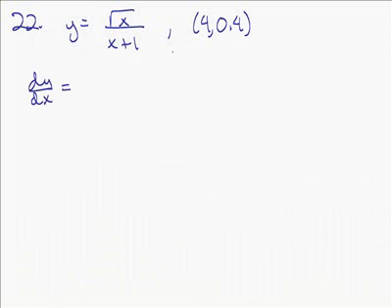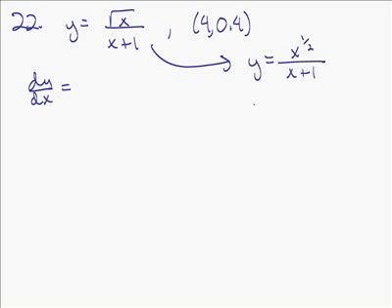Before we do that, let's go ahead and I'm going to rewrite y real quick. Instead of the square root of x, I'm going to write that as x to the 1/2. X to the 1/2 divided by x plus 1.